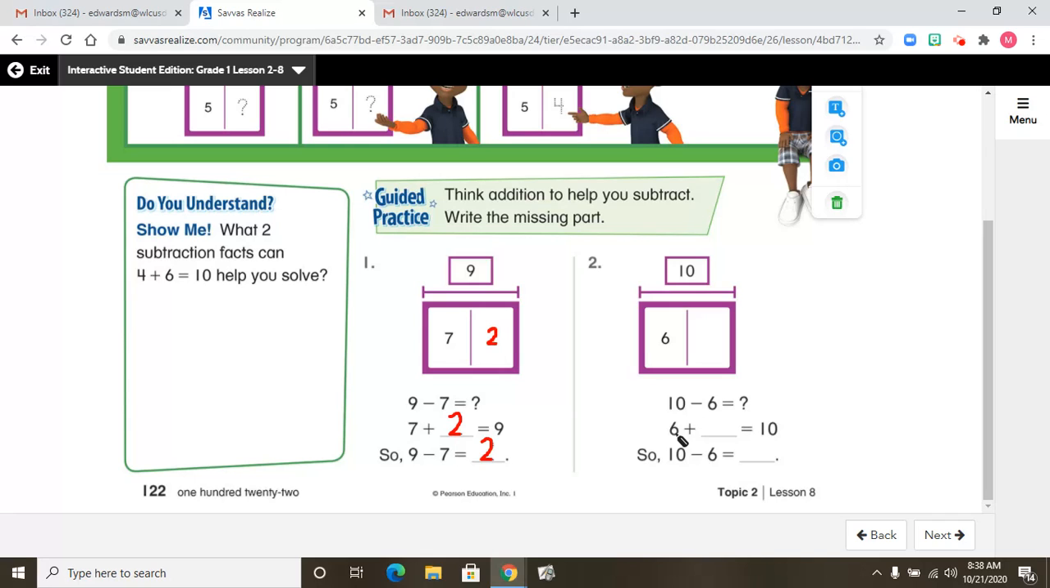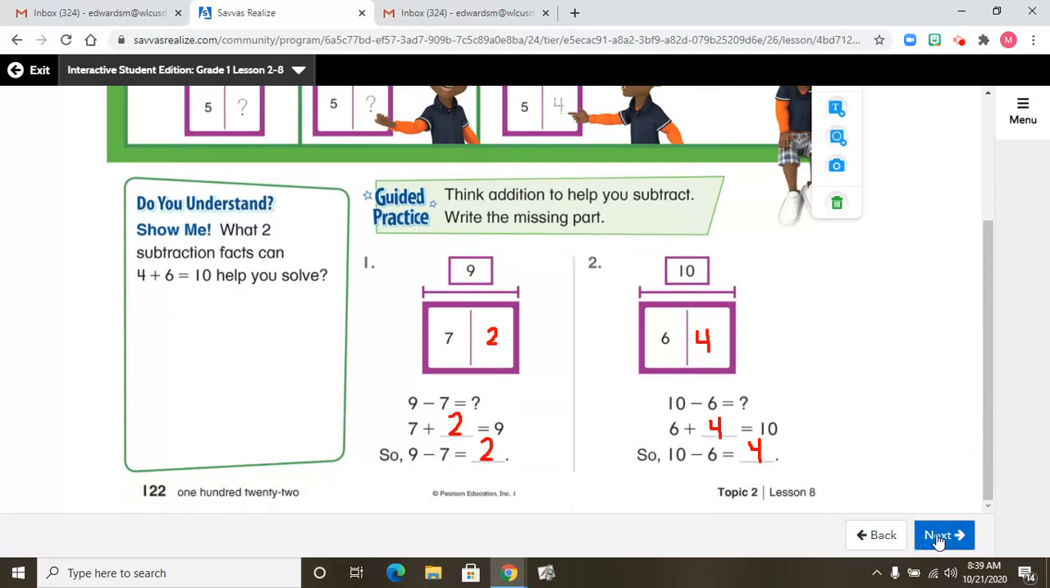What I'd like you to do, if you don't use your fingers, I would like you to use your number line or number grid. So you'll start on 6, find 6, put your finger on it, and then you'll find 10, and you need to see how many hops it takes to get from 6 to 10, and that would be the missing part. So if you started on 6 and you were trying to find out how many hops it takes to get to 10, you would take 1, 2, 3, 4 hops, and you should land on 10. So the missing part would be 4. 6 plus 4 equals 10. So 10 minus 6 equals 4. Okay? So that is how you do those.